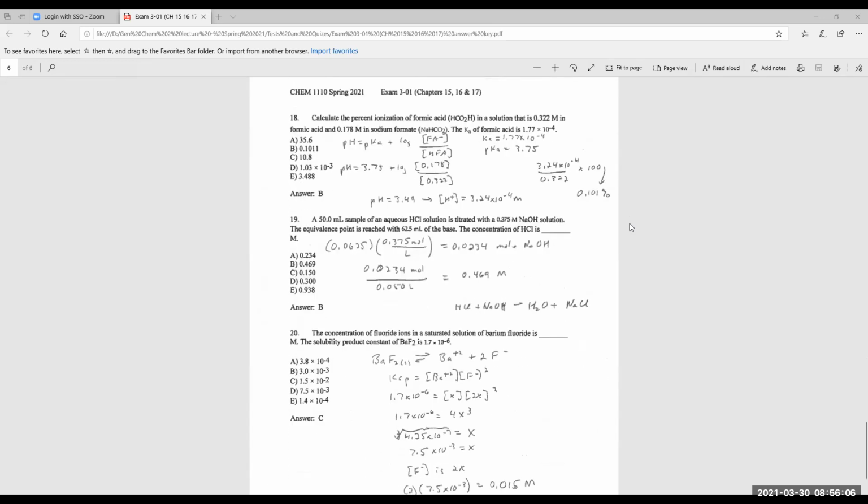Okay, number 18. Calculate the percent ionization of formic acid in a solution that is 0.322 molar formic acid and 0.178 in sodium formate. And then you're given the acid dissociation constant for formic acid. So once again, we can use that Henderson-Hasselbalch equation. We have a Ka, so we can calculate the pKa for that. We have concentrations of formate ion and formic acid, so we can plug those into our log term.